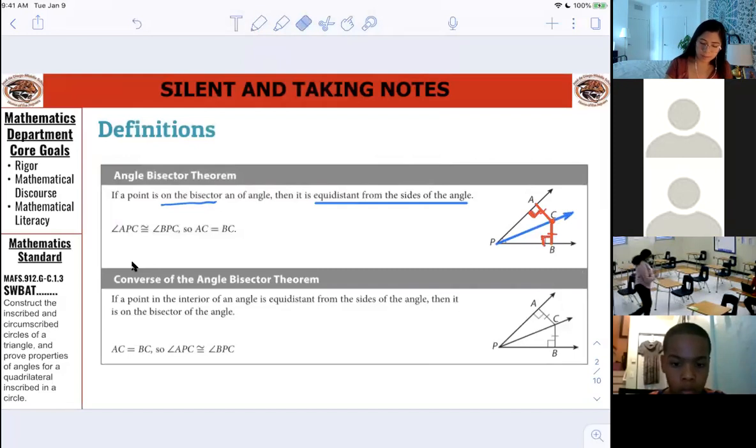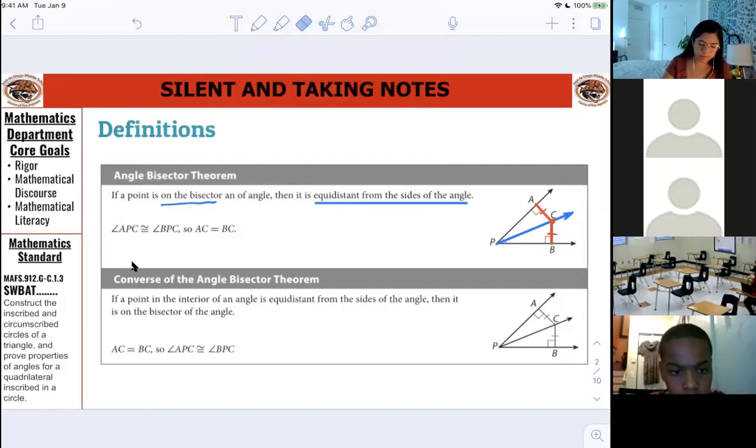Okay, so we have a right angle. So the important thing to remember is that not only is it equidistant, so you have two congruent sides, but you also get a right angle. And that's going to be important.